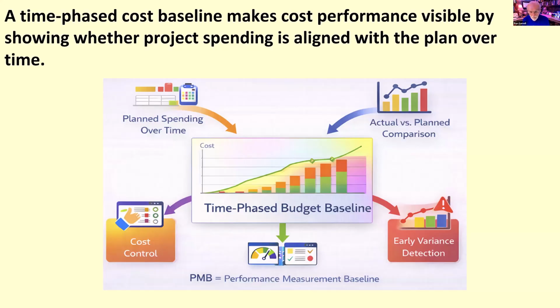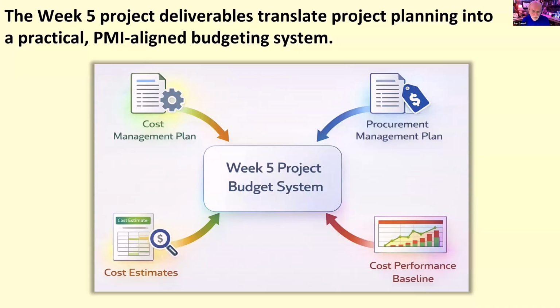So that's why all the week 5 artifacts matter. It helps us move our course project from static cost planning into something more of a time-phased financial view of the project. The week 5 project deliverables translate the project planning into a practical PMI-aligned budgeting system. At this point, the major ideas of week 5 come together in the course project deliverables. The assignment's not asking us to submit several unrelated budgeting documents. It's asking us to show that we can build a connected, practical structure for a real or realistic project.